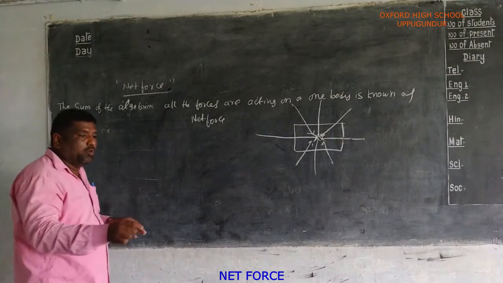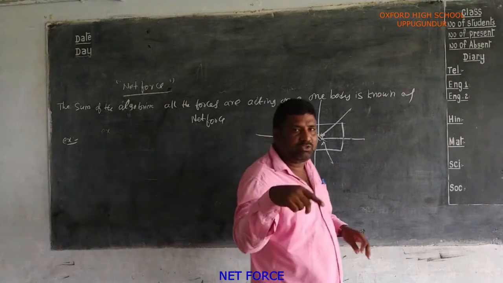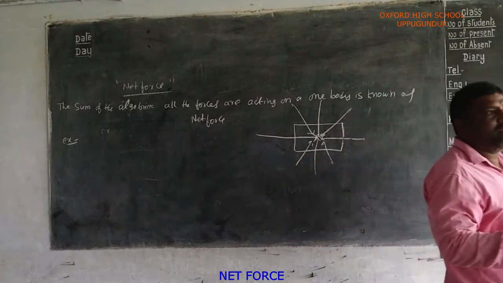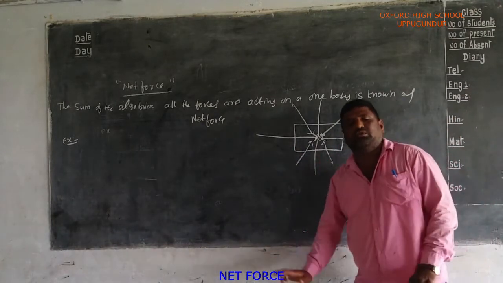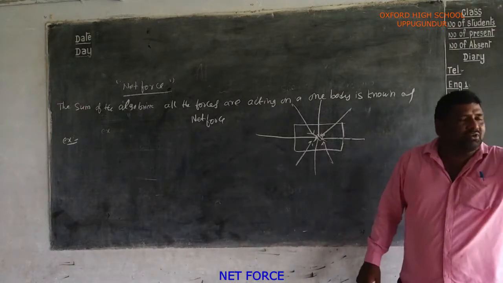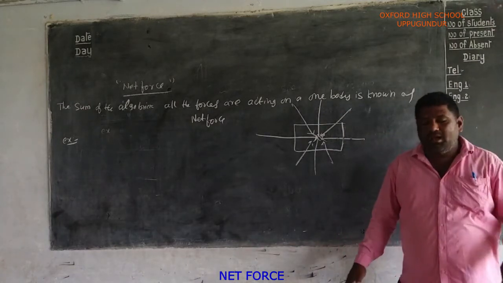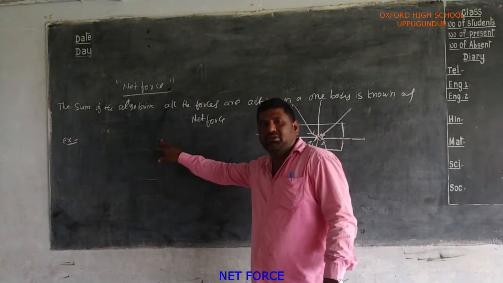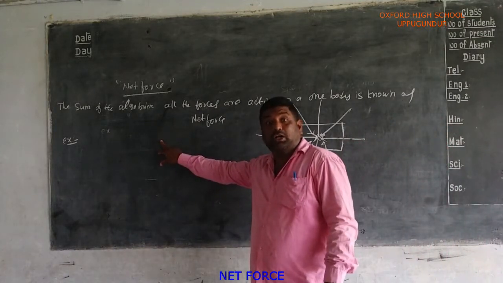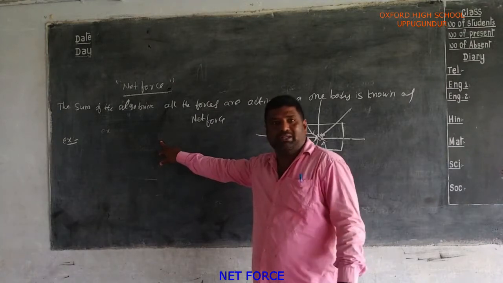Once again, I will give the example of the net force. We will take one wooden bench, kept on the floor. Generally, we call one boy. A boy comes here and pushes the bench. The bench is not moving; it stays in the rest position.